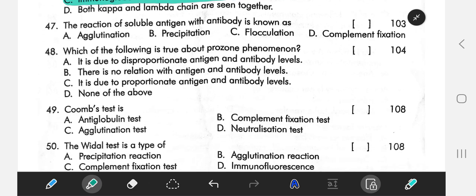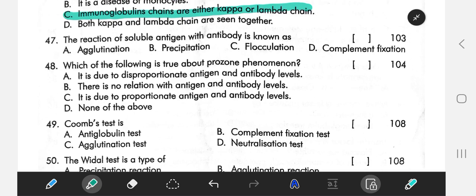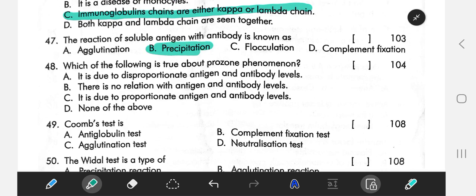Question number 47. The reaction of soluble antigen with antibody is known as option A. Agglutination, B. Precipitation, C. Flocculation, D. Complement fixation. Answer will be B. Precipitation.